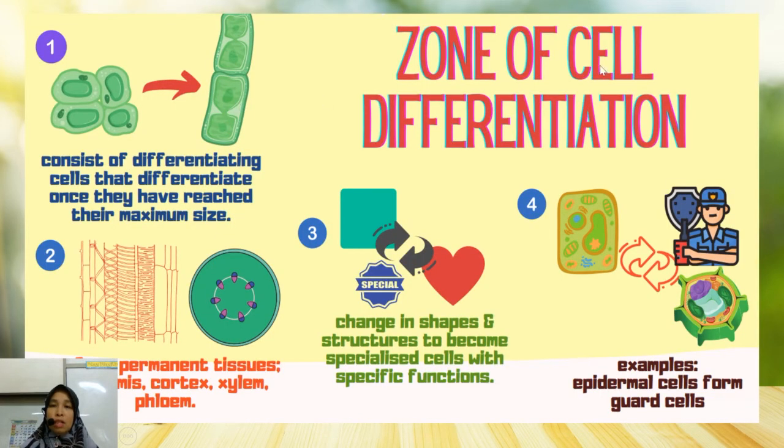Okay, then number 3, zone of cell differentiation. What happens at this stage? Number 1, it consists of differentiating cells that differentiate once they have reached their maximum size. So after the zone of cell elongation, the cell will reach the maximum size. At this stage, this cell will go to the zone of cell differentiation, whereby this cell will undergo differentiation. What does differentiation mean?